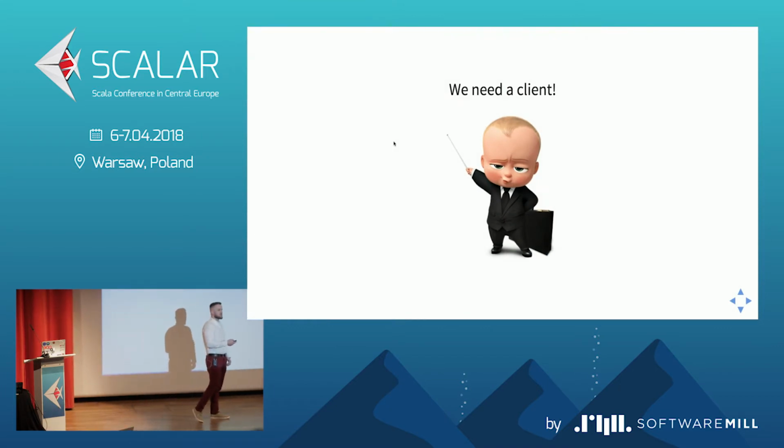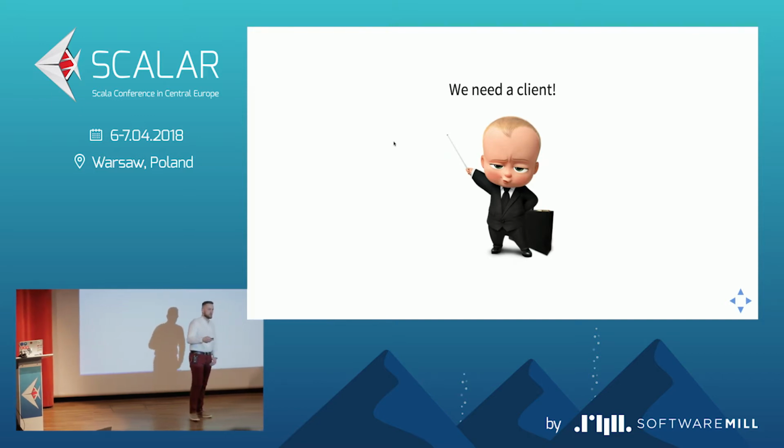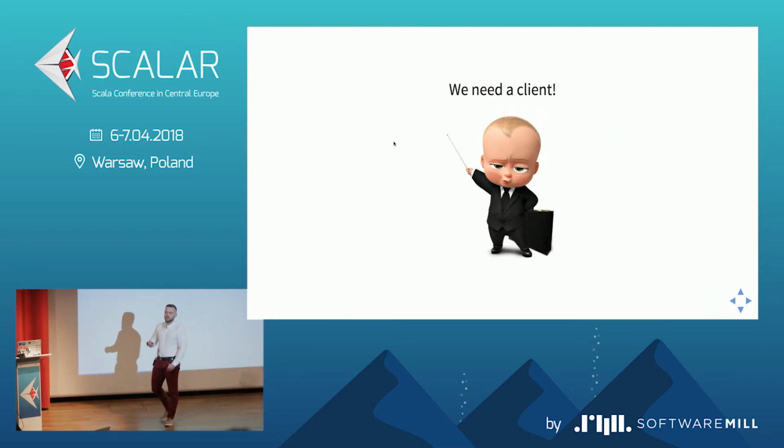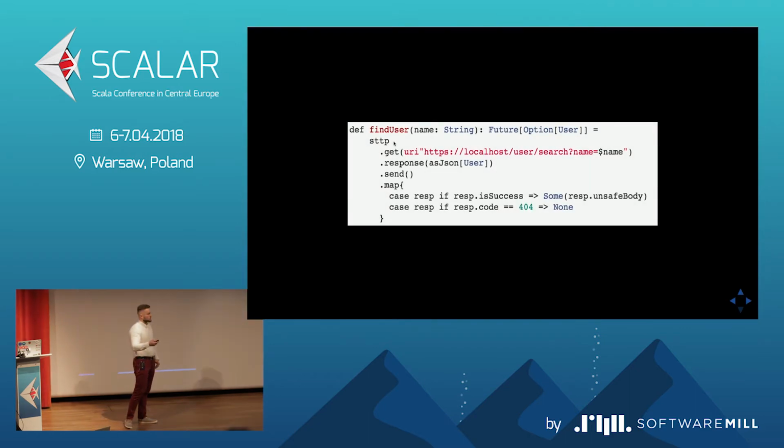But the boss comes again and says, we need a client. So it turns out your web service is so great that you're going to have 10 new microservices. Each of them will be calling this one. So you want to create a library for your clients so they don't have to replicate the effort. So you choose the most fancy HTTP client, which is, of course, STTP. And you define a method, it takes the name of the user, it returns a future of option of user, and you invoke it with the get method, with the given path. You say that the response is a JSON, there is a user inside, and if it's success, you just take the body.